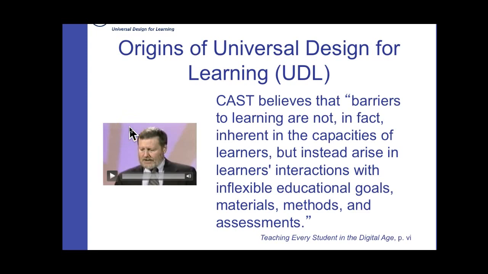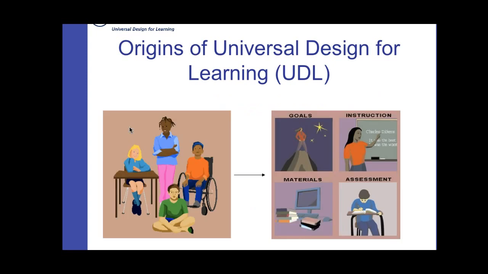This is Dr. David Rose, who is basically the brainchild behind Universal Design for Learning. And I just love this quote from his book that says that barriers to learning are not in fact inherent in the capacities of students, but instead arise in learners' interactions with inflexible educational goals, materials, methods, and assessment. And when we look at the multiple types of students we have in our classrooms, this really starts to make sense.